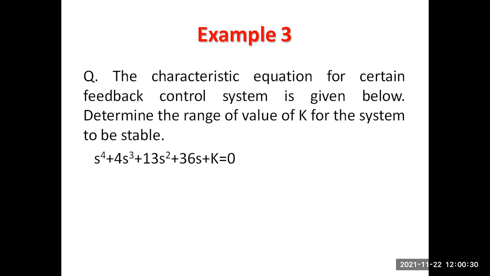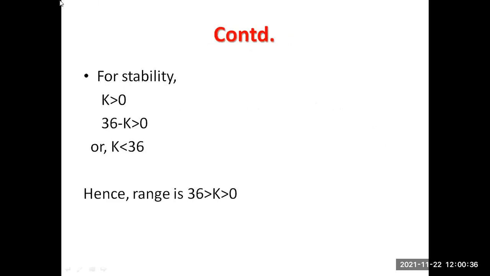Sir, K lies between 0 to 36. Okay, I think it's correct. It's correct. Very good. Very good. So I think this is over for this Routh-Hurwitz stability criterion. We'll now start with some new topic. Okay. Thank you.